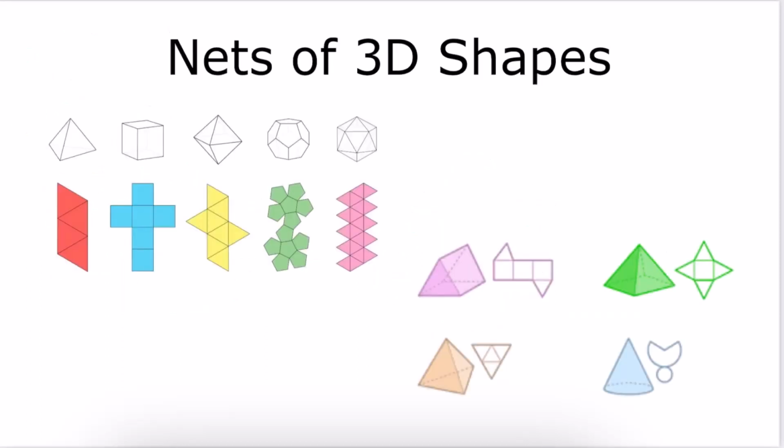So here's some examples of what nets of various 3D shapes look like. And you can see they're kind of interesting. Like the net for a cone is essentially the circle that's on the bottom of the cone. And then you also have this kind of pie-shaped partial circle that makes the sides of the cone.